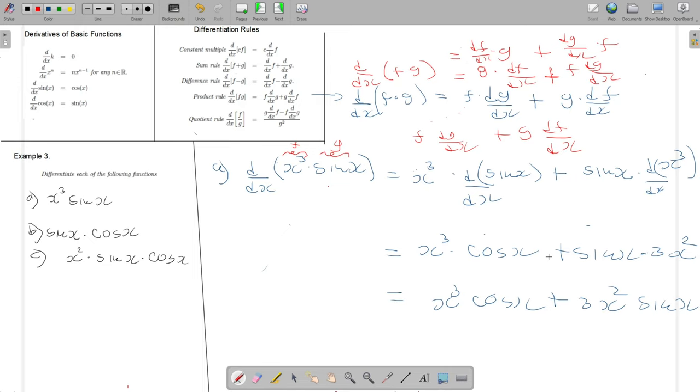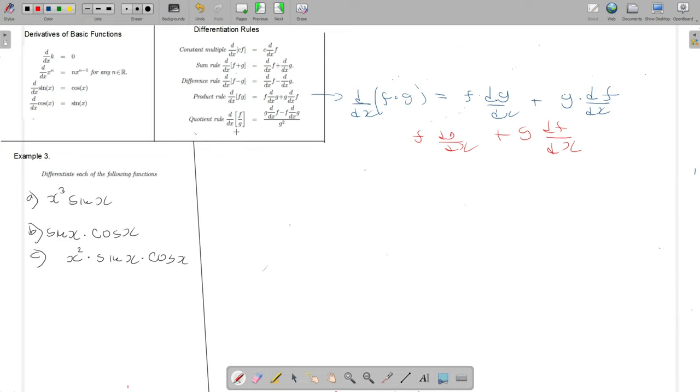Okay, so now let's move on to part B. Let me erase these. Let's start with part B. We use the dash notation, so for part B, let's use the dash notation.